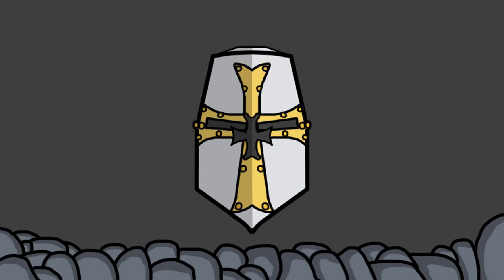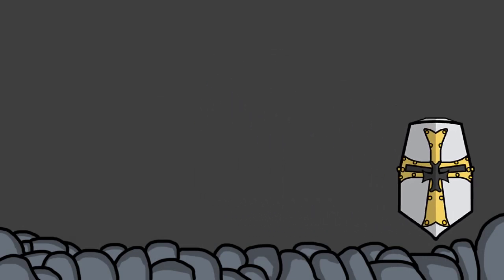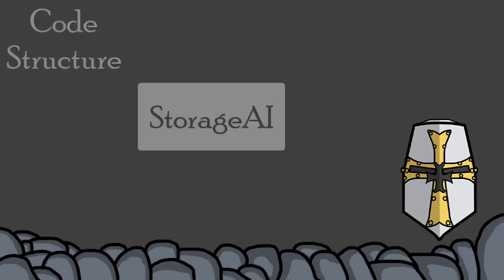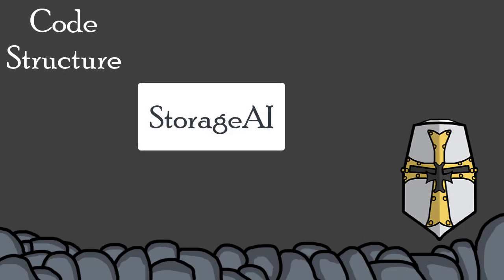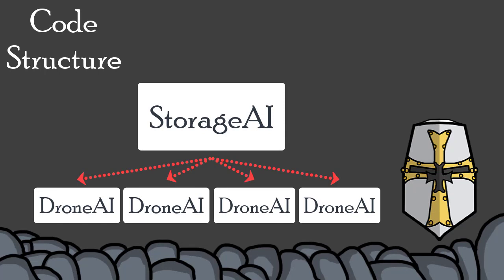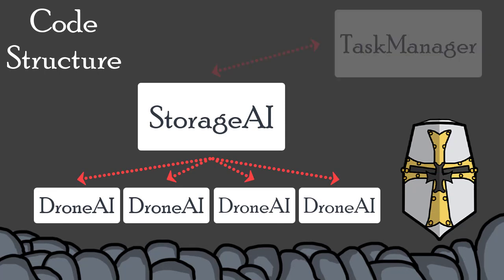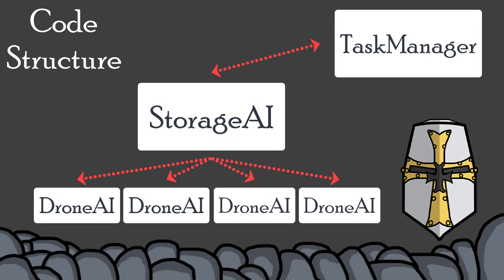I did something very simple for the code structure. I wanted to have a main mastermind, aka the storage AI, in the middle, and the AI controls all the drones in the storage area. And I have a task manager, which creates the tasks that have been given from the user and gives them back to the storage AI for it to choose its drones to do it. I went for a simple structure to do the job that can be done in a small project time span.